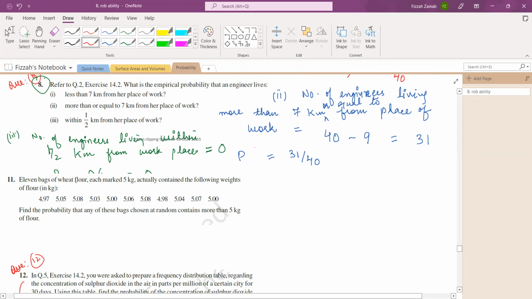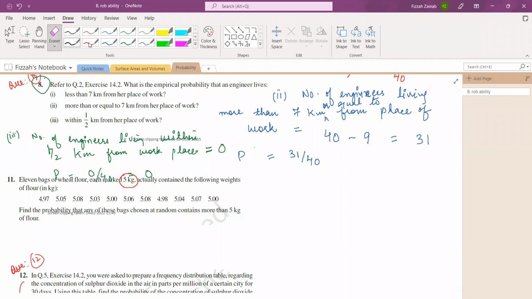Now, 11 bags of wheat flour, each marked 5 kg, contain the following weight of the wheat flour in kg, right? So this is the weight: 4.97, 5.05. The weight which is marked on the bag is 5 kg, but there is some up and down in the weight of the bag, right? So some are weighing less than 5, some are weighing more than 5. It's like that, a bit less or more than 5. This is the data. Is this clear?